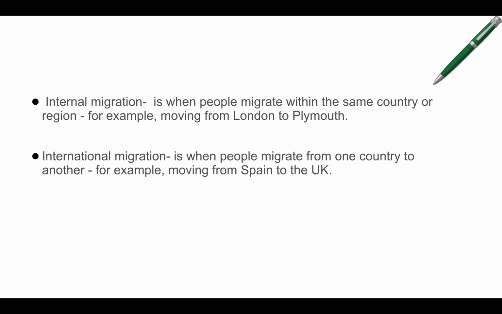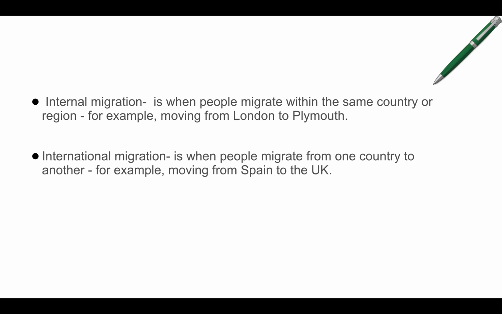So some answers then. Internal migration is when people migrate within the same country or region. For example, moving from Plymouth to London, or moving to London from somewhere else in the country. I commute every day from one part of London to Wembley, but that does not mean that I have internally migrated, okay? Because I'm doing it on a daily basis rather than moving to live and work, it is not migration, it is commuting.